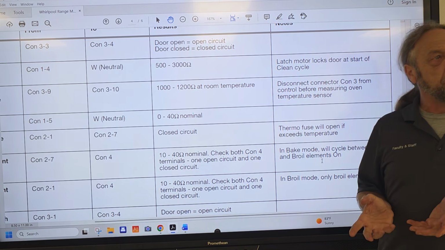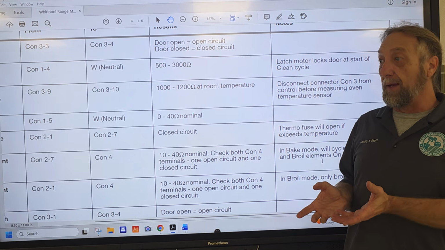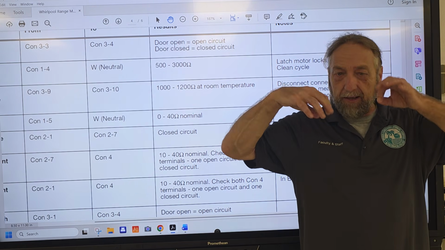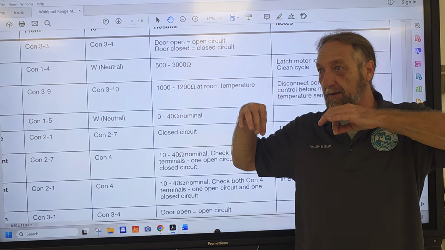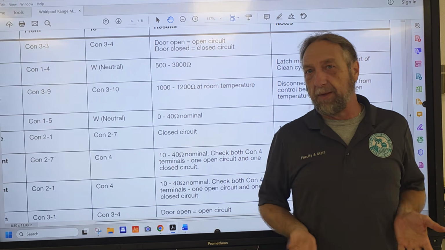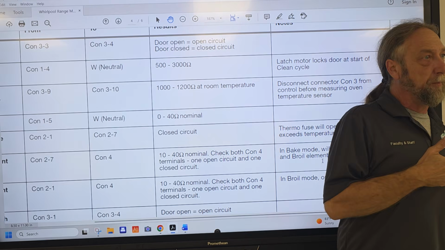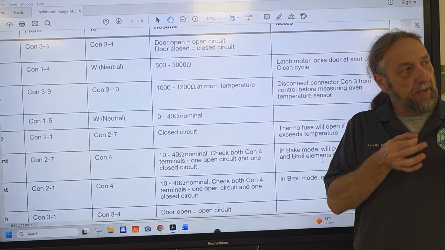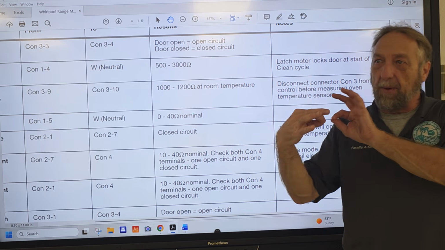If you feel that the element's bad, sometimes when a bake or broil element goes bad, it blows up and it has little melted bubbles on it. You'll see it destroyed. And you say, oh yeah, I know that element's bad. You order a new element and come back. Try, if you can, to pull it forward and unplug the wires and plug it back in.